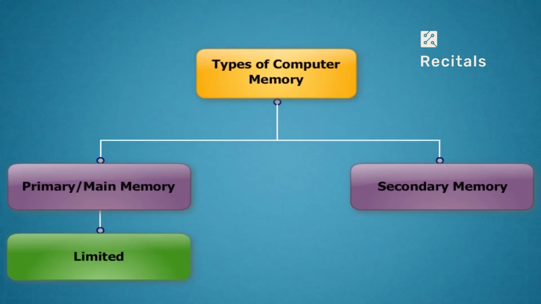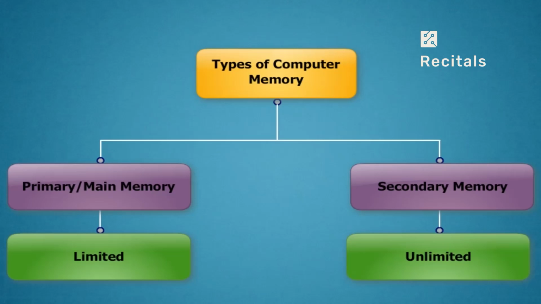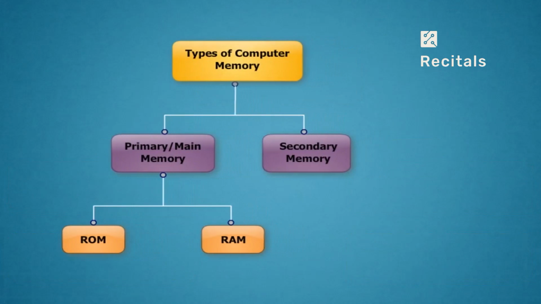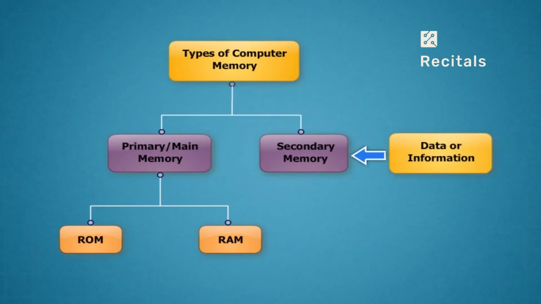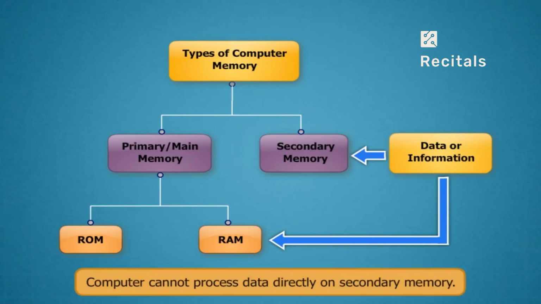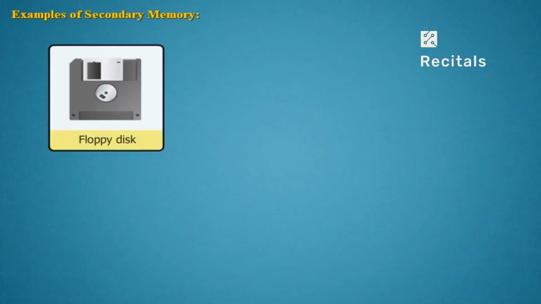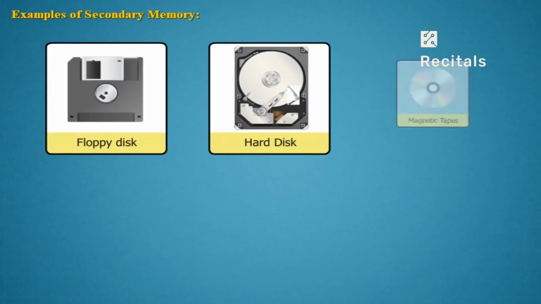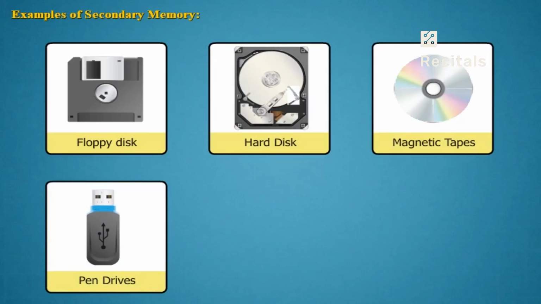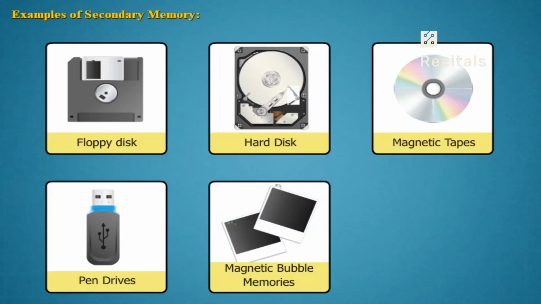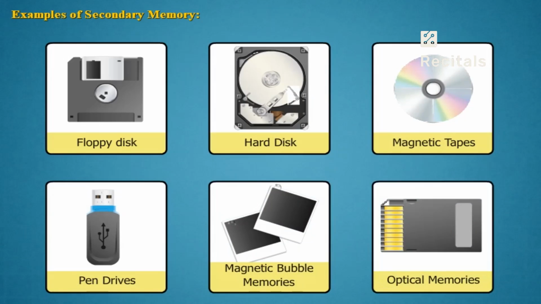Primary memory is limited, so to store unlimited data, we use secondary memory. Let us understand why it is secondary. Any data or program that is kept on secondary memory needs to be copied on RAM to get used by the computer. Computer cannot process data directly on secondary memory. Examples of secondary memory are floppy disk, hard disk, magnetic tapes, pen drives, magnetic bubble memories, and optical memories.